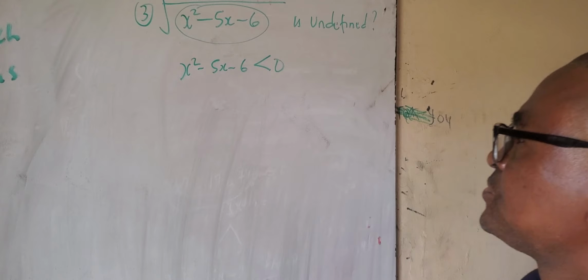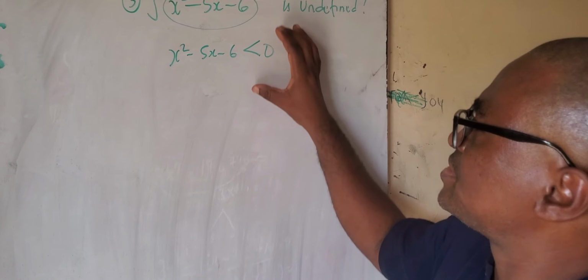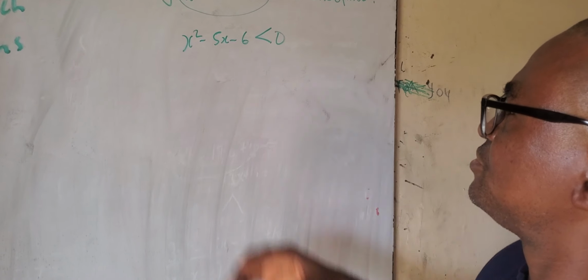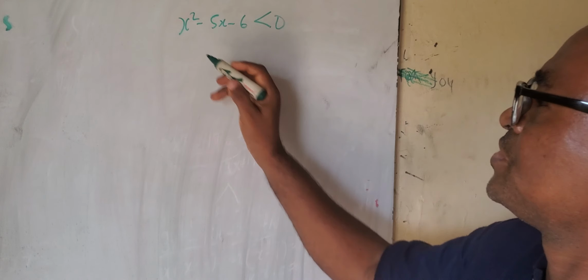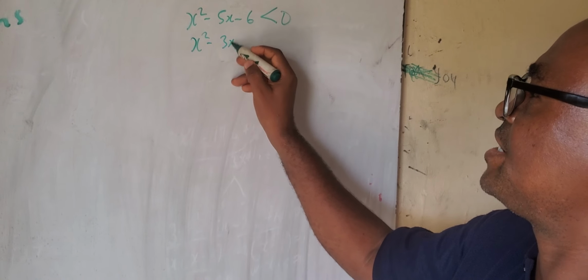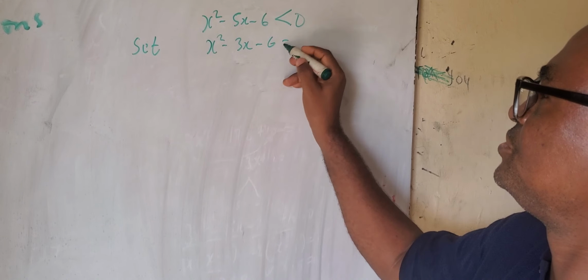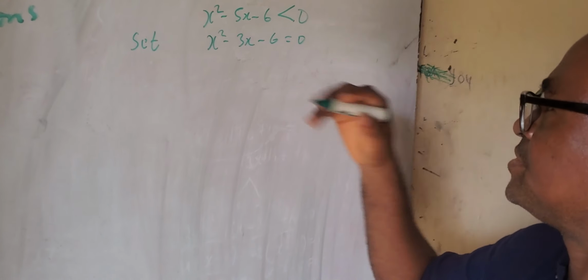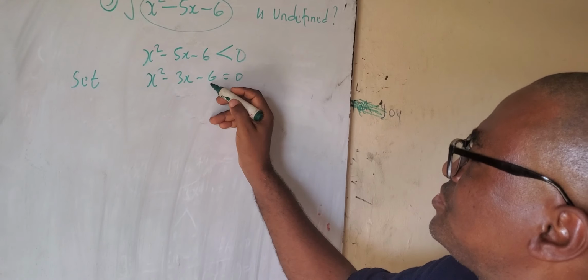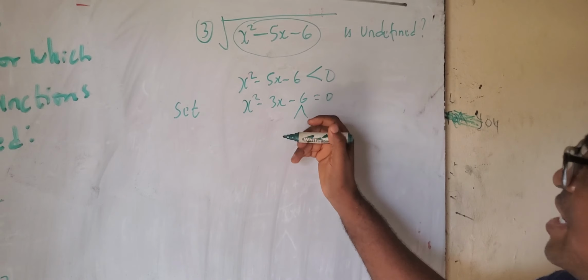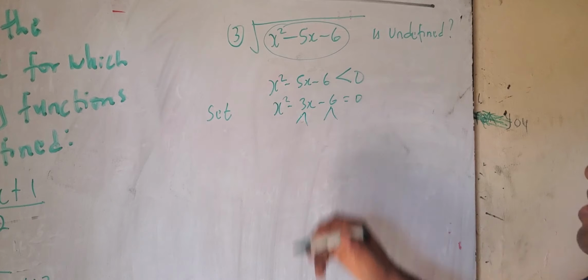so this function becomes undefined under this condition. So now what we are going to do concerning this situation is to set this to be equal to 0 first. So we have x squared minus 5x minus 6. Set this function to be equal to 0 so that we can easily factorize. When we factorize this one, what are the two numbers we multiply to give us minus 6, and we add them together to give us minus 5?